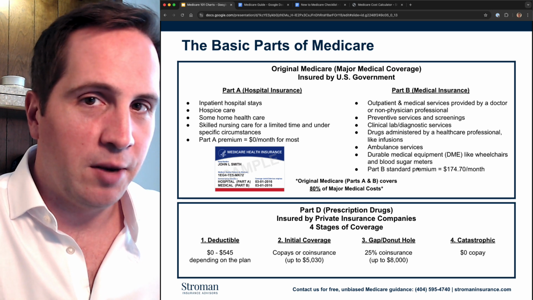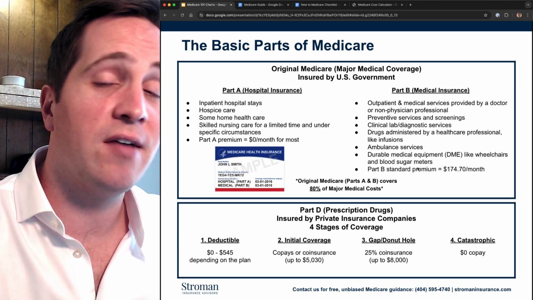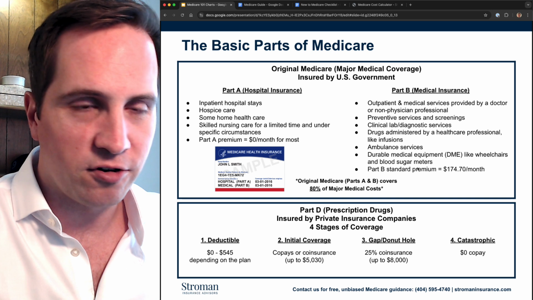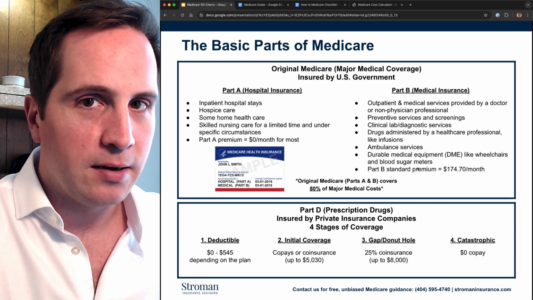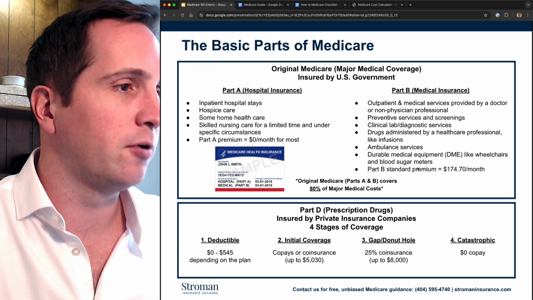And the Part B premium, it is not free. The base premium or standard premium in 2024 is $174.70 a month. And that does go up if you earn more than a certain amount of money every year. So it is not free entirely. Part A is. Part B, everyone has to pay for to some degree.